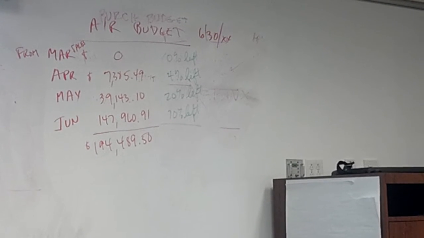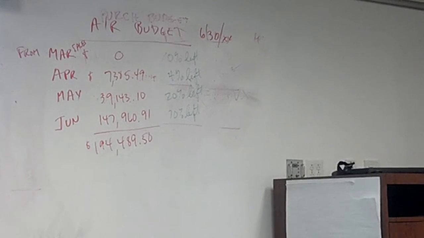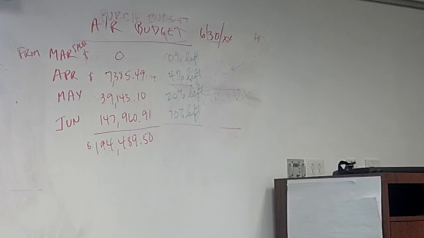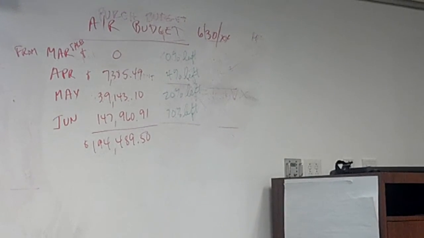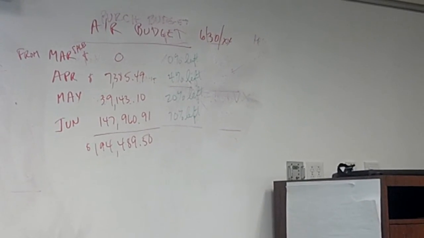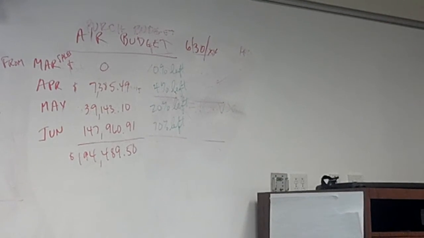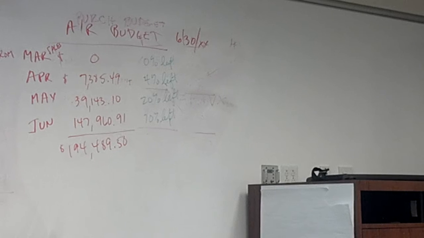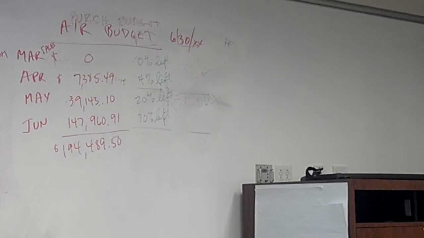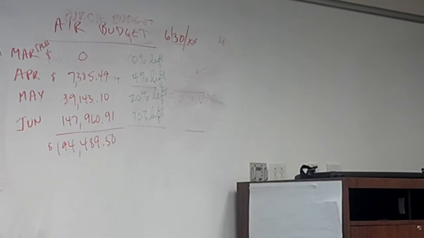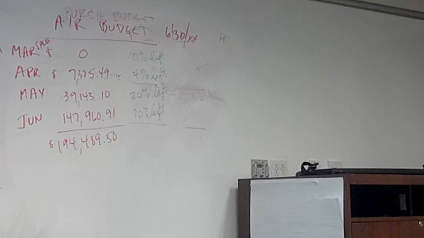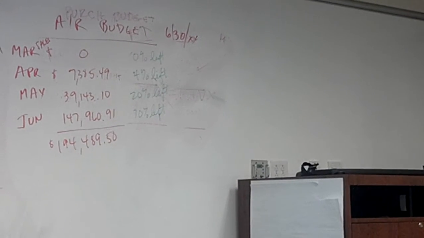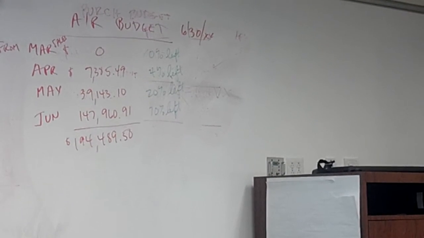When it says prepare cash receipts and accounts receivable budget through the end of June, is that just saying they want it as of the end of June, or is it every month? We're just doing it at the end of June, but they would do it every month. Okay.